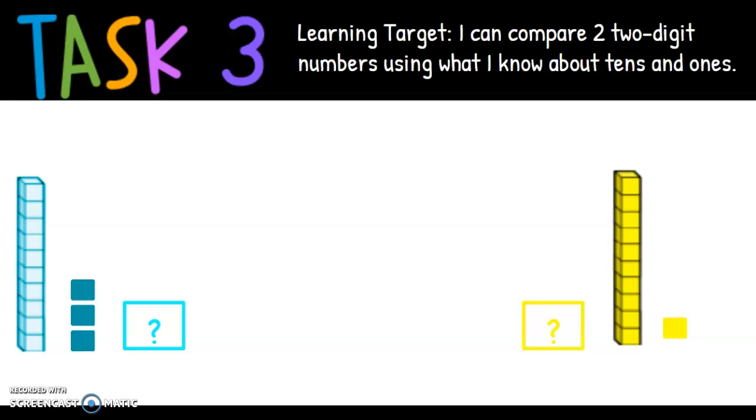Hey guys, welcome to the last task in math this week, task 3. Let's go ahead and look at the learning target on the top of our slide and read it together. It says, I can compare two-digit numbers using what I know about tens and ones. Go ahead and say aloud which of those academic vocabulary words you have background knowledge about.